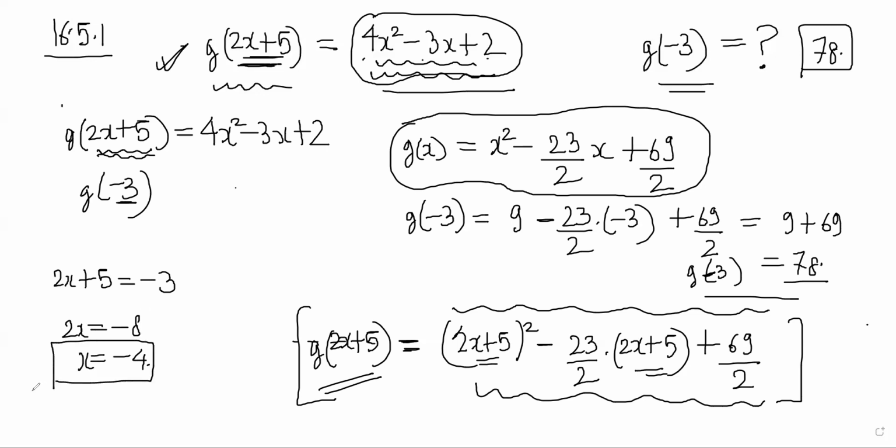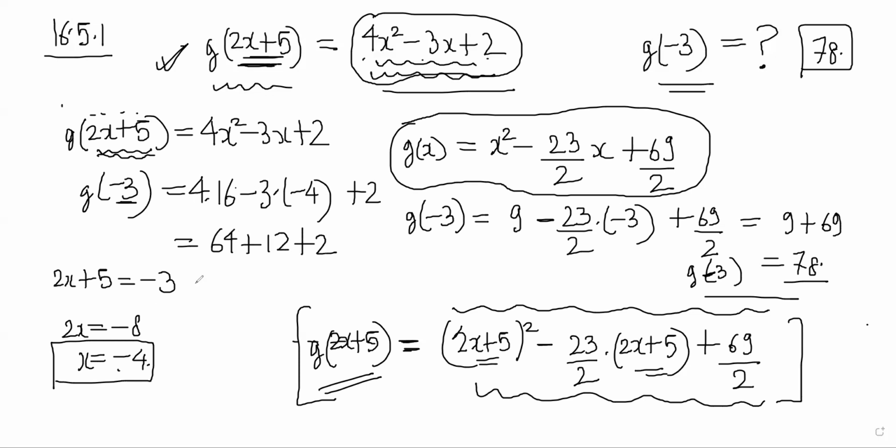Oh, yeah. I think that's what I did. But then I think my answer came out different because I got 54. I must have made a calculation mistake. If you put x is equal to minus 4 on both sides, you will get g of minus 3 is 4 into minus 4 squared, 16, minus 3 into minus 4 plus 2. This is 64 plus 12 plus 2, which is 64 plus 14, which is 78. Yeah, I think I did minus 12 by accident.